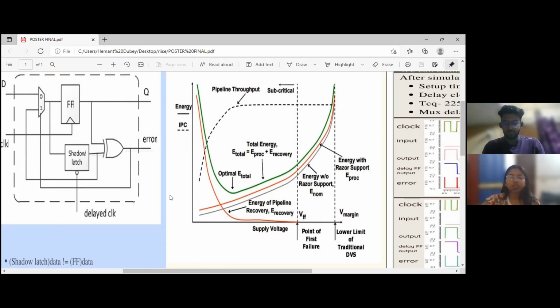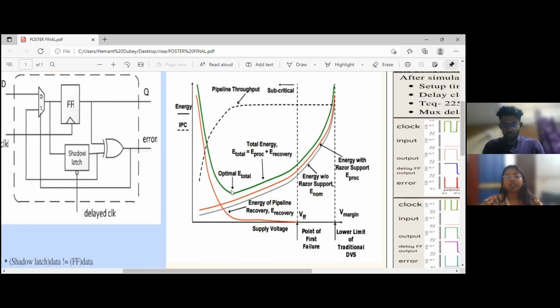As the supply voltage is scaled, the processor energy E-proc reduces with voltage. However, as the voltage is scaled below the point of first failure, a number of significant paths will start to fail to meet timing. Hence, the error rate and the recovery energy, that is E-recovery, increase exponentially. The total processor energy, that is E-total, shows an optimal point where the rates of change of E-recovery and E-proc offset each other.